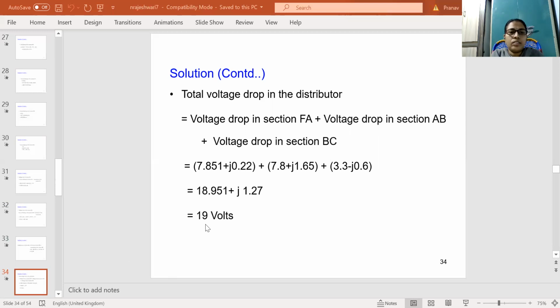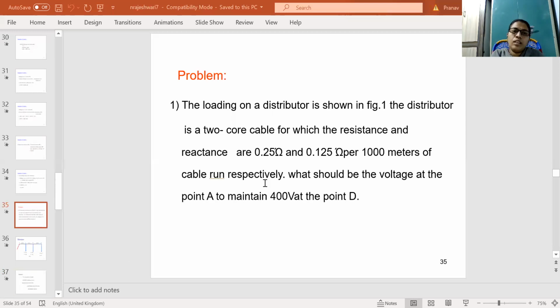So that is 19 volts. Similarly, take one more problem. The loading on the distributor is shown in figure 1. The distributor is a 2-4 cable for which the resistance and the reactance are 0.25 and 0.125 ohms per 1000 meters of cable run respectively. And what should be the voltage at the point A to maintain 400 volts at point D?